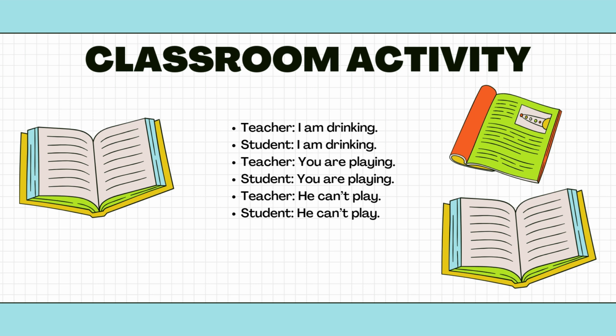Teacher: I am drinking. Student: I am drinking. Teacher: You are playing. Student: You are playing. Teacher: He can't play. Student: He can't play. Here we see how the student repeats everything the teacher is saying, and the teacher doesn't change the structure of the activity. It repeats, changing just one word.